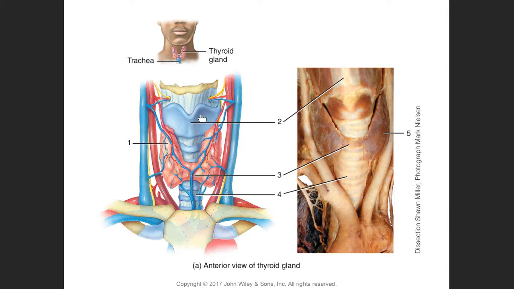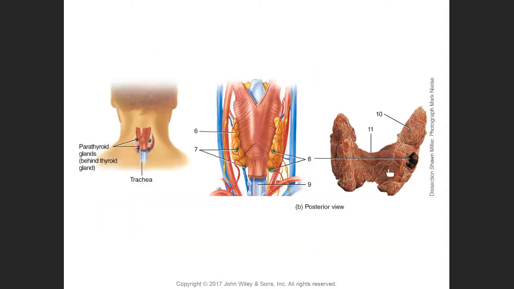You don't need to know number 2. Number 2 is the thyroid cartilage, and this is a part of our larynx or voice box. You will learn about it later. And number 3 is the trachea. On the back of our thyroid gland, you can see 4 small glands. These 4 small glands are parathyroid glands, which are located on the back of thyroid. Here is the right lobe. This is the left lobe. Here you can see the isthmus, and number 8 is one of the parathyroid glands.